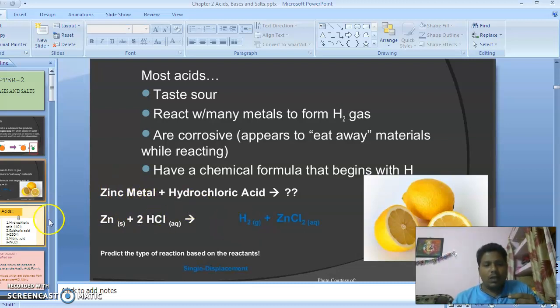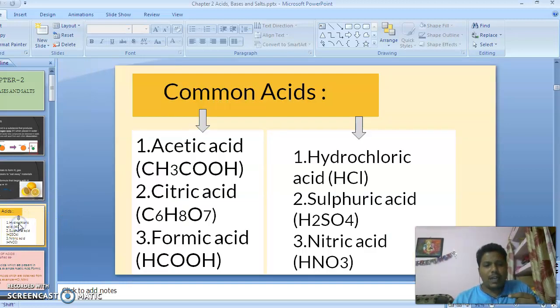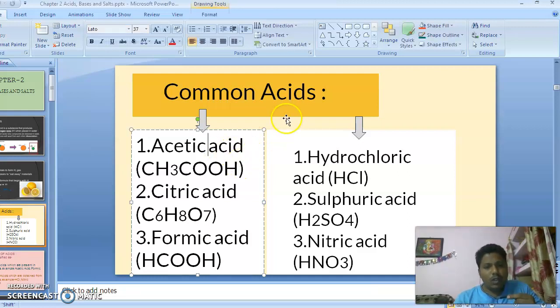Okay, so number of examples of acids we are having. This is the examples of acid: acetic acid, CH3COOH, citric acid, C6H8O7, formic acid is HCOOH, hydrochloric acid HCl, sulfuric acid H2SO4, nitric acid HNO3, and many more examples are there. Okay. So this is about the acid, their properties and their examples.